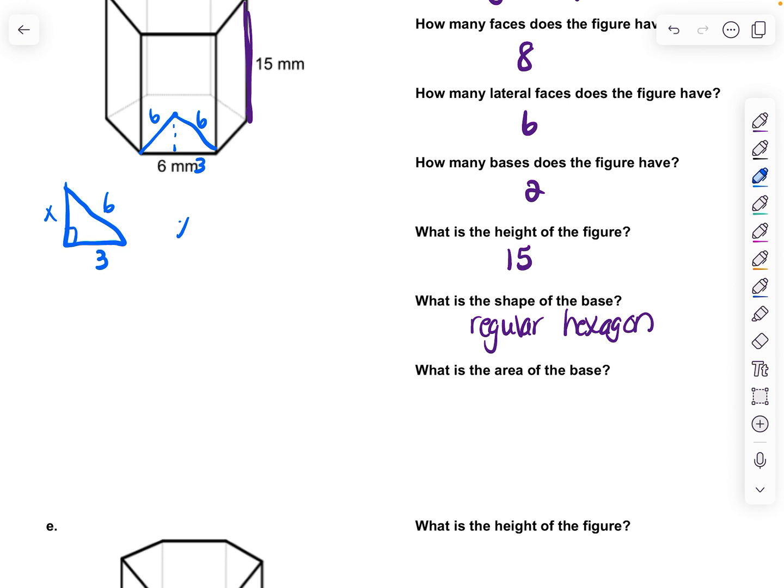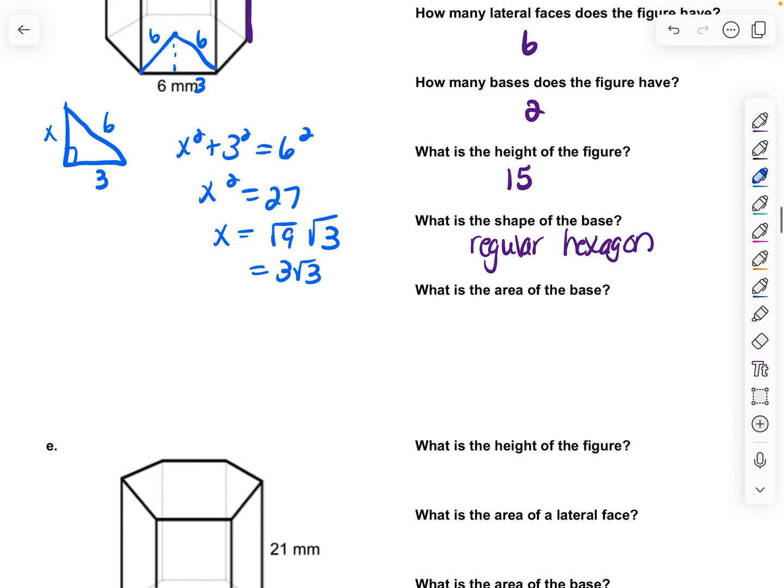So Pythagorean theorem, x squared plus 3 squared equals 6 squared. X squared equals 37. I'm sorry, 27, not 37. And then remember that when you have these hexagons, that's when you know that one of them is always going to be divided by 3. Okay, so it's going to be 9 times 3, which gives us 3 root 3 for our height.